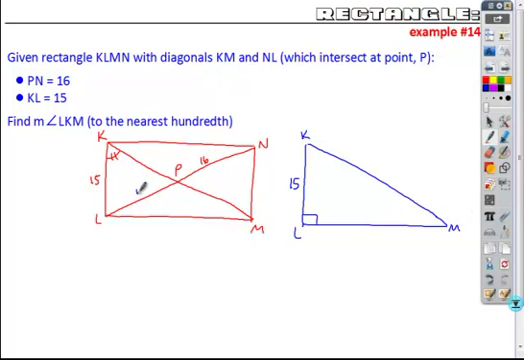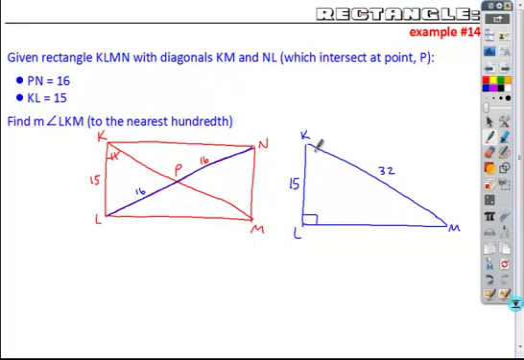So if this is 16, that means this is also 16. And then the diagonals of a rectangle are equal to each other. That was one of the properties. So if this whole length is 2 times 16, or 32, that means this length is also 32. So once you find that, you can now calculate your measure.